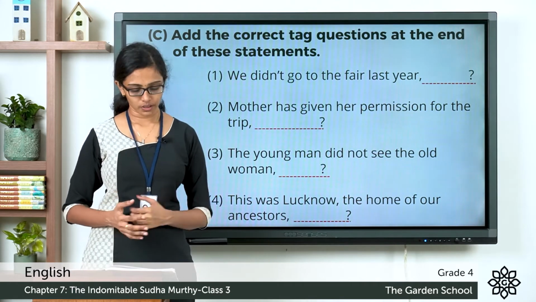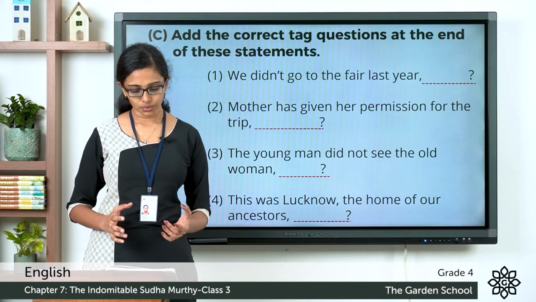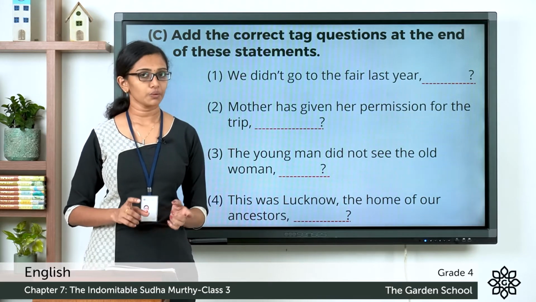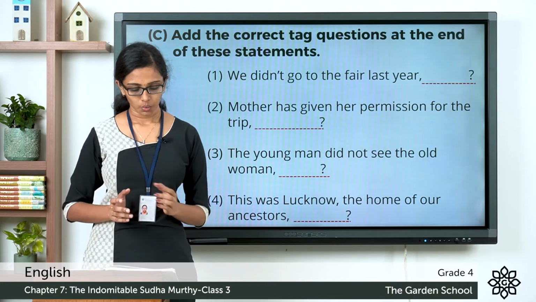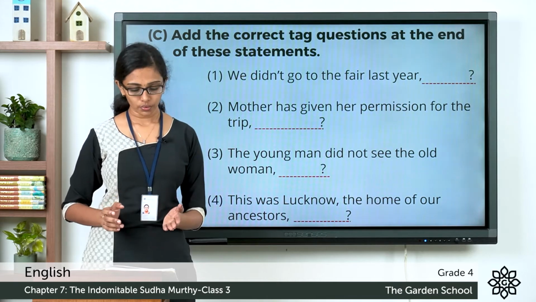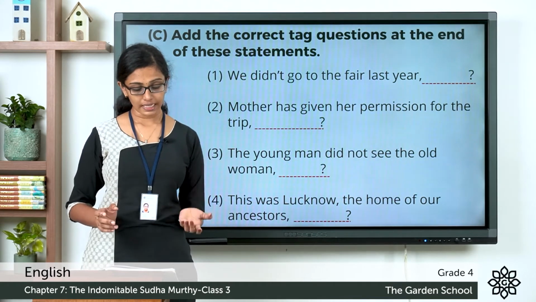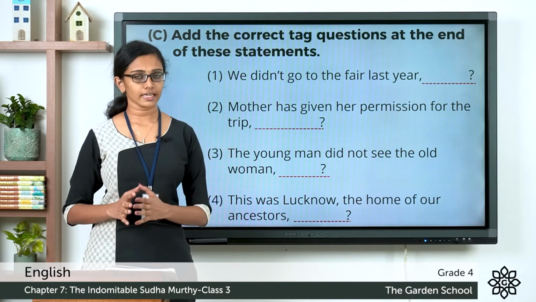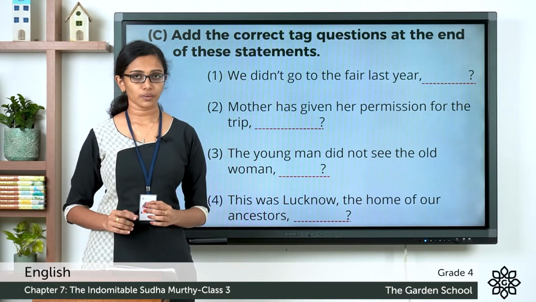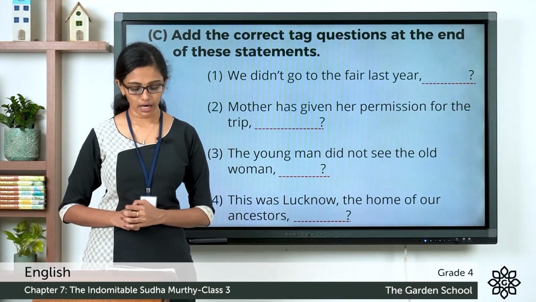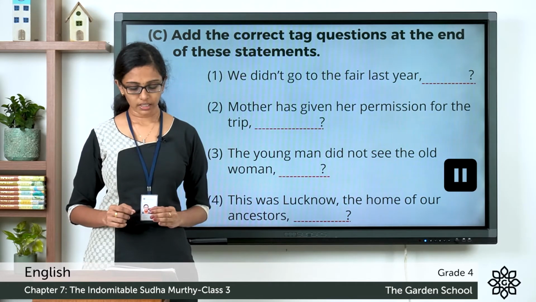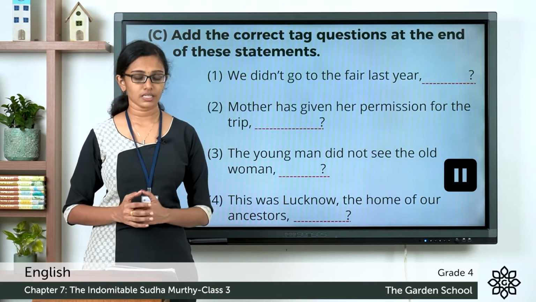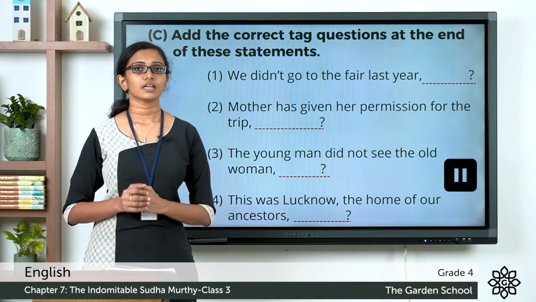Let me read out the first one to you. We didn't go to the fair last year. How would you tag a question to it? We didn't go. So the question tag should be did we. Didn't go, did we. So there is an example. Now the rest of the questions you have to do as an activity now. Please pause this video. Try to add tag questions to each of the sentences below and come back.